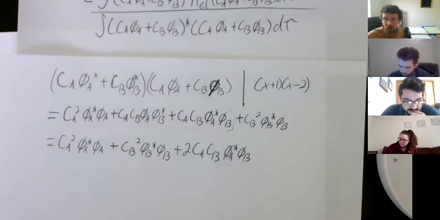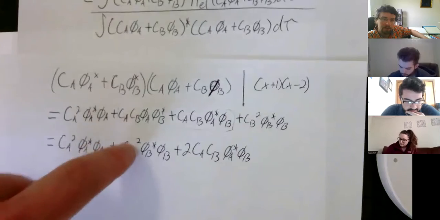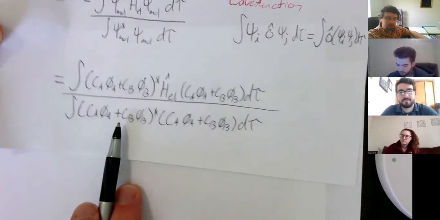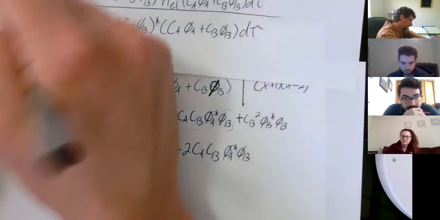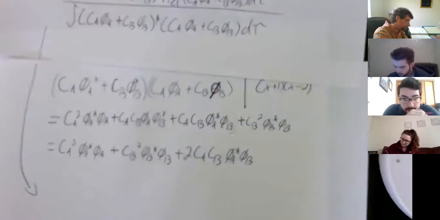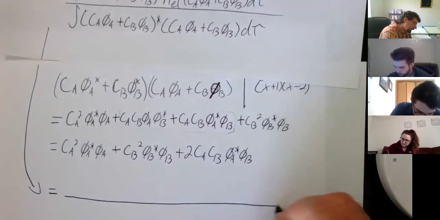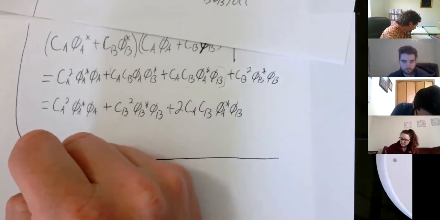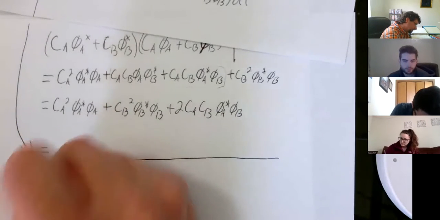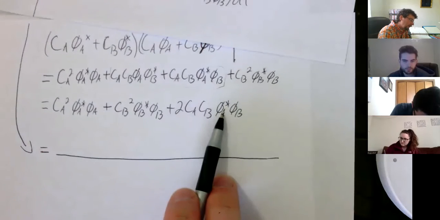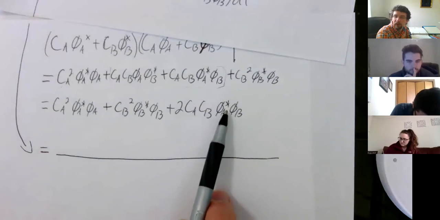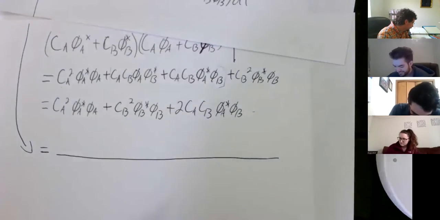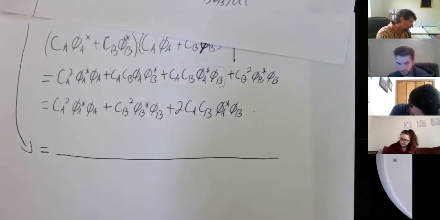Okay. Now what we're going to do is plug this expression back into this guy. So let's do the denominator first because that will be easier. How did you get the 2 CA CB? So what we're going to do is assume the complex conjugate doesn't really matter right now, just for simplicity's sake.